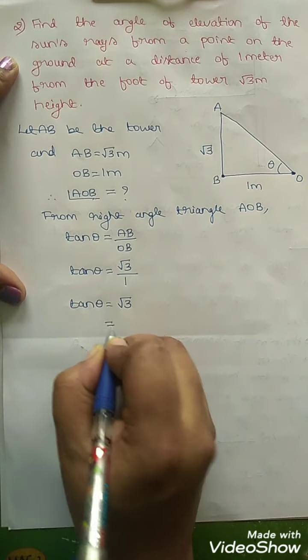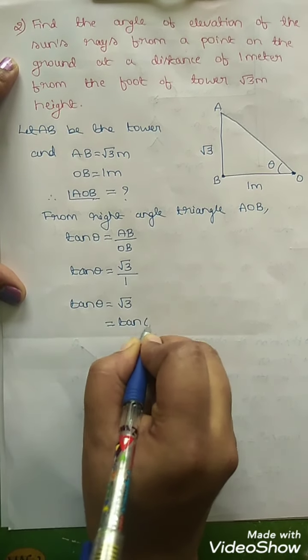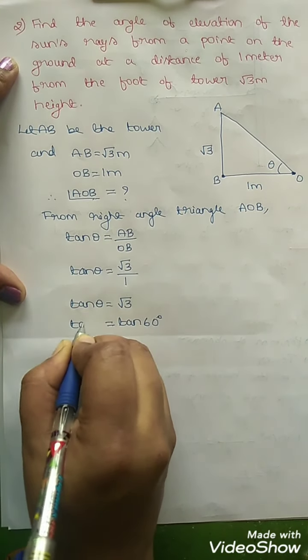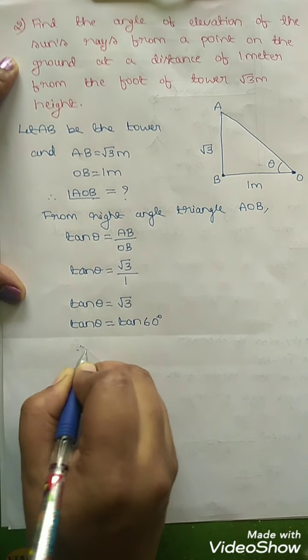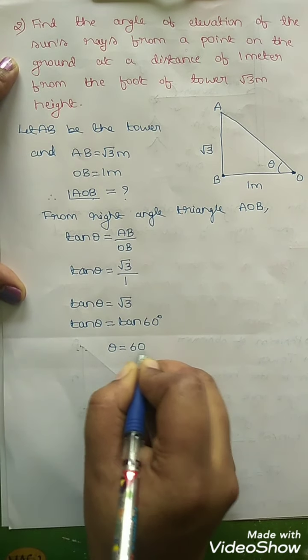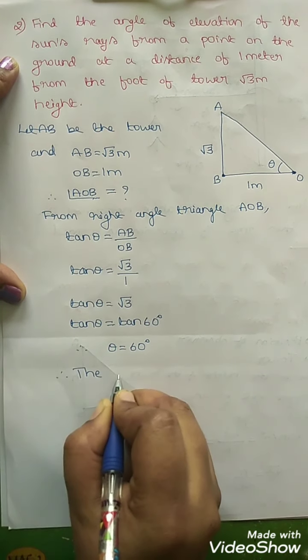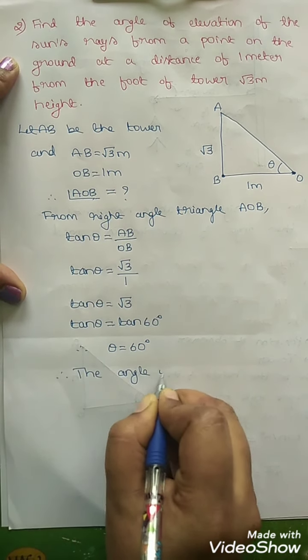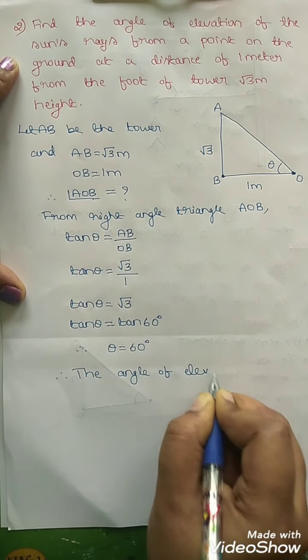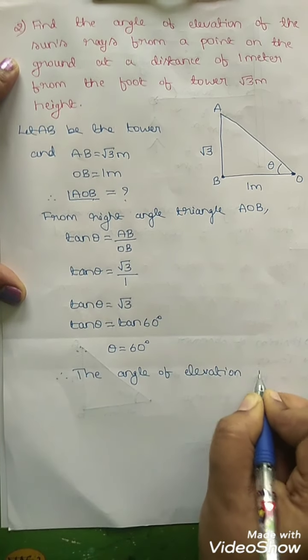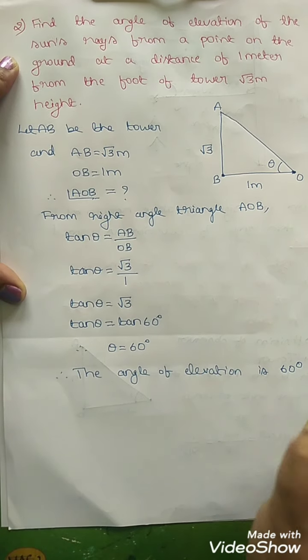Root 3 can be written as tan 60 degrees. Tan 60 degrees value is root 3. Therefore, theta equal to 60 degrees. Hence, the angle of elevation is 60 degrees.